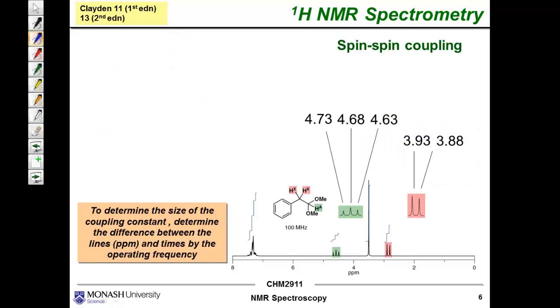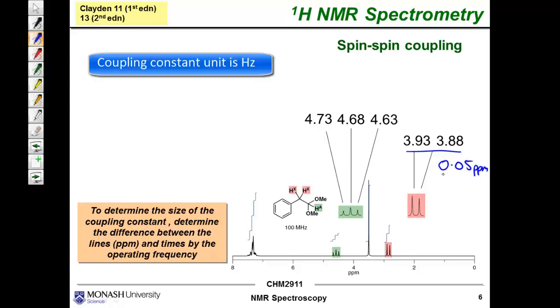So here we have our doublet, and the chemical shift of one peak is 3.88, chemical shift of the other peak is 3.93. So the difference between these two is 0.05 ppm, and we need to times that by our operating frequency, which is 100 megahertz, in order to get the coupling constant. So if we do that calculation, we can say that the size of our coupling constant in hertz, which is the units for coupling constants, is 5 hertz.